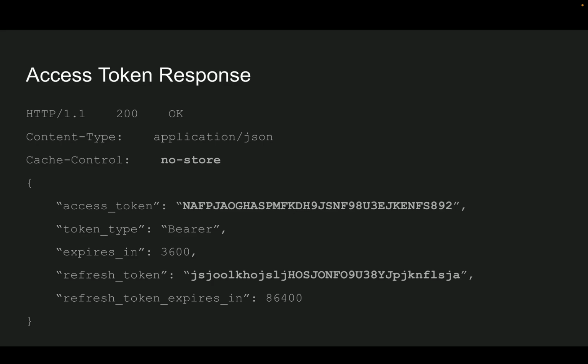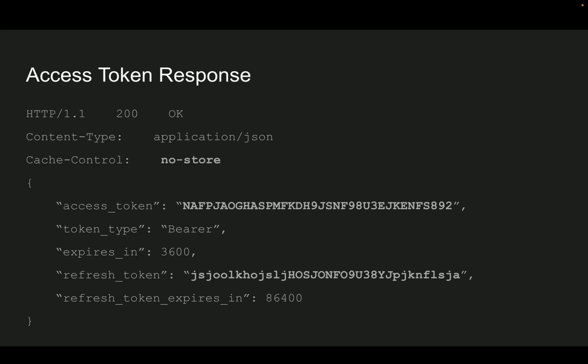Now this is the successful access token response. So let's say our authorization code and this token request, everything is valid, and we need to issue a new access token to the user. In that case, the content type would be application JSON, because we will return one JSON object to the client application. Cache control should be no store. This is very important. We need to tell the client application that it must not store this response.